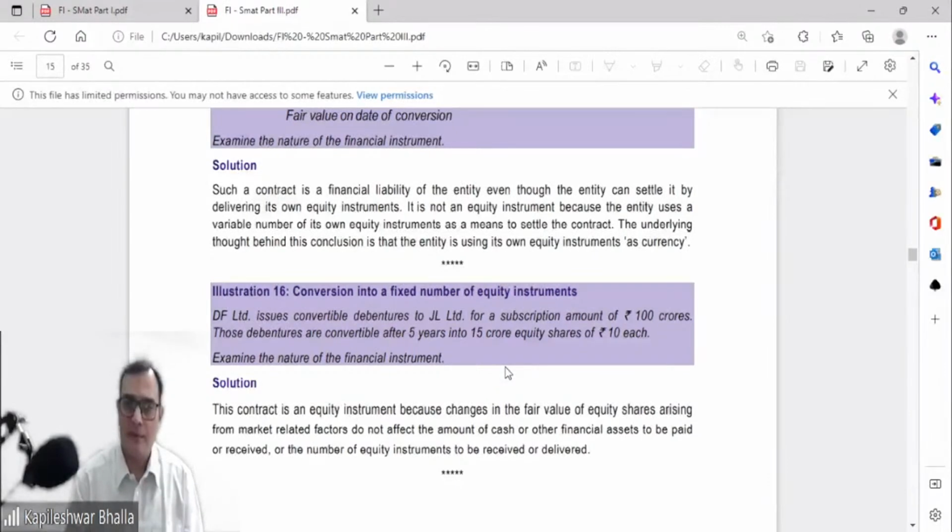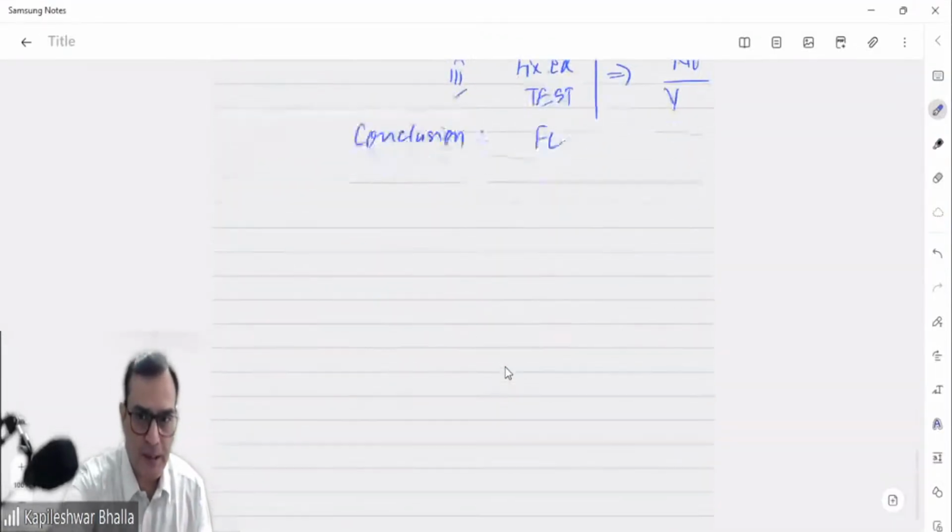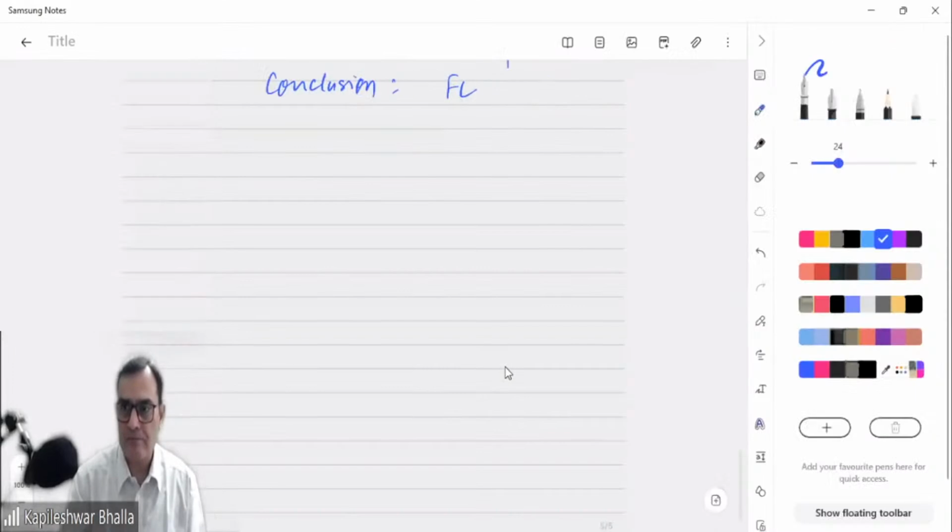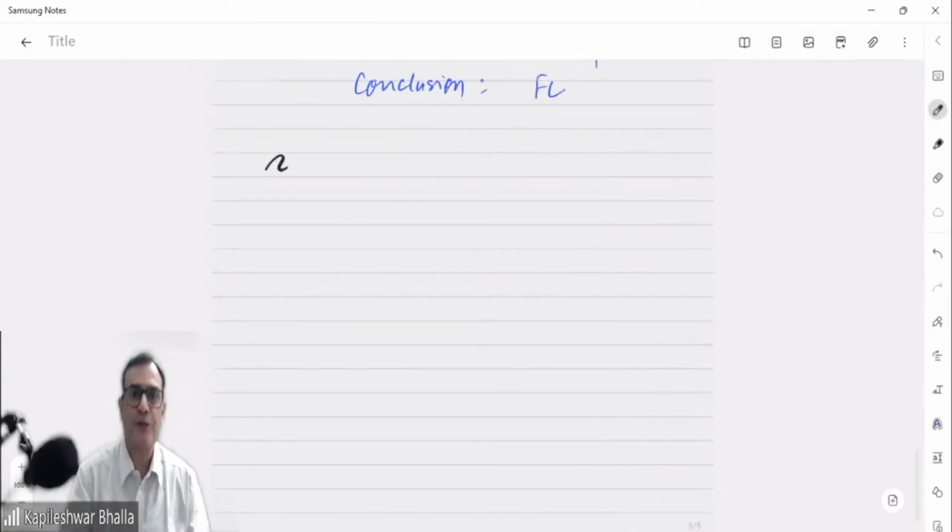I don't think I need to give you the answer. You would have easily reached a conclusion that they are convertible after 5 years into a pre-decided number. The company, the issuer DF, has already decided to give a fixed number of equity shares in order to settle the contractual obligation. Undoubtedly, it becomes an equity instrument in this case. But if I apply my 3-step model to illustration 16 to make it very clear, it would go something like this.